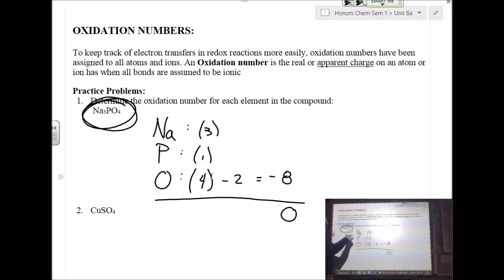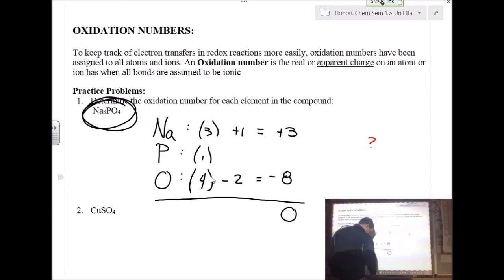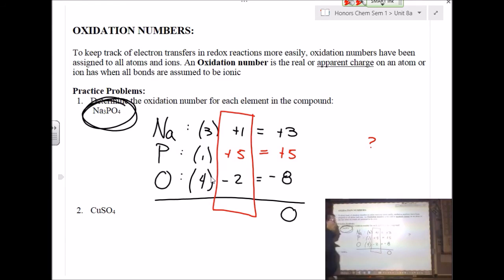What's the oxidation number for sodium? And it only has a single oxidation number. +1. Good. So we're going to do +1 times 3, which gives us a +3 charge. Now my question is, what is that mystery number that when you take +3 minus 8 plus the mystery number will give us a 0 charge? A +5 or -5? +5. So if I put a +5 in there, how many phosphorus atoms do I have? So 5 divided by 1 is still 5. These are the oxidation numbers.